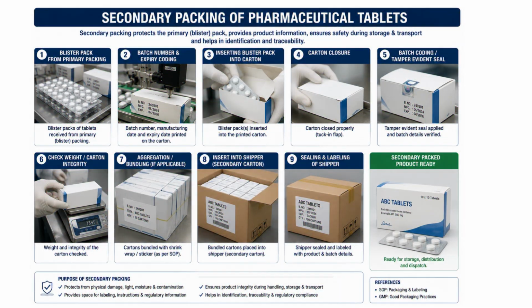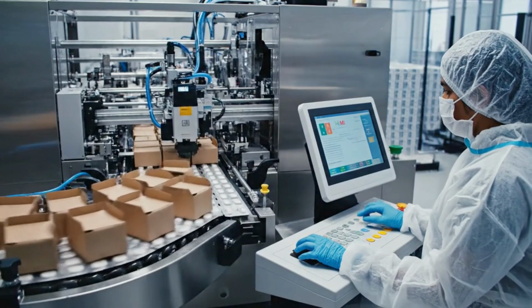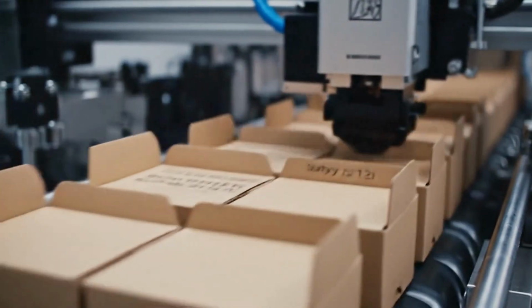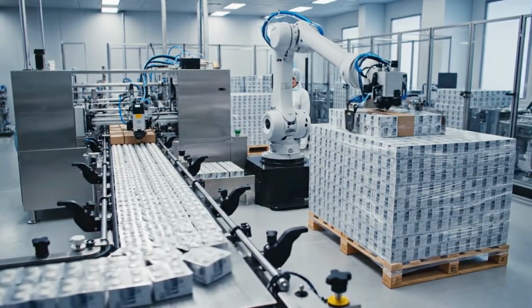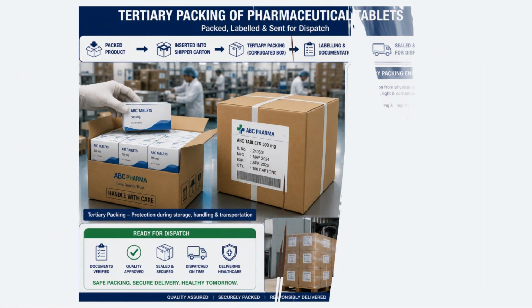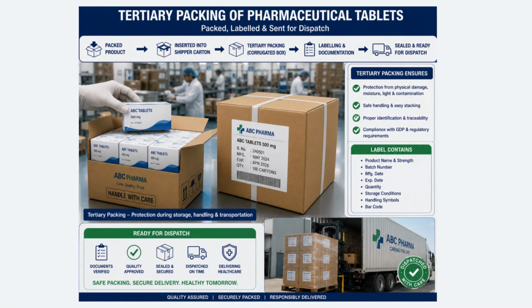After primary packing, that is blister packing of the tablets or the capsules, they are sent to the secondary packing, that is, the blisters are filled in the cartons. Then after secondary packing, these cartons are sent to the tertiary packing, that is, they are filled in the shippers. And this is the final packing.